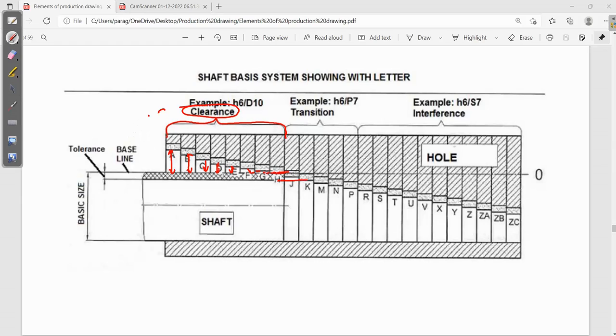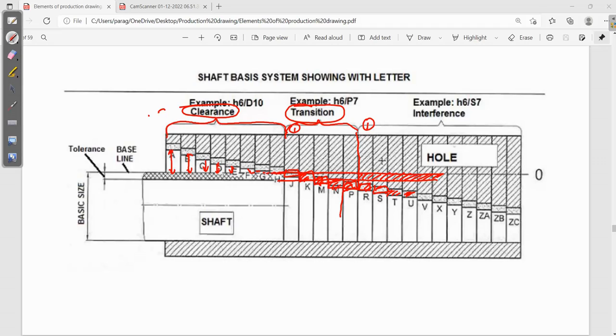Now if I consider this is the tolerance zone of shaft, now each tolerance zone of hole, if I consider this one tolerance zone, okay, so up to where it is interfering, up to here. So up to here it is transition fit, and next this is the tolerance zone of your shaft, it is constant, but tolerance zone of hole it is variable.